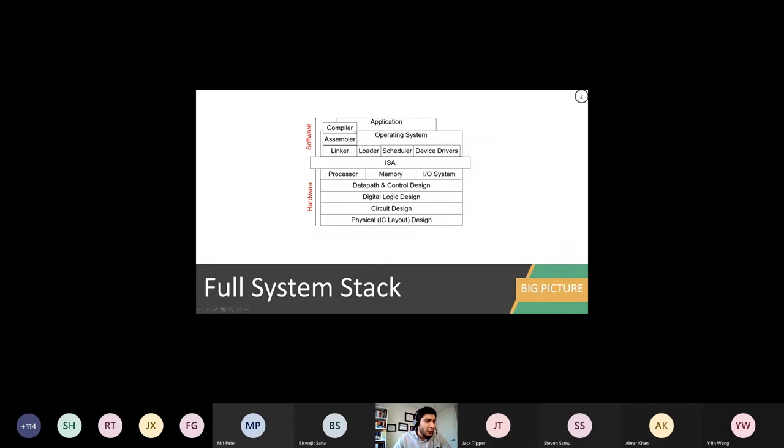Let me use a laser pointer. So here: compiler, assembler, linker, and in fact, Lab0 will help you set up these things, right? Then you write the source code and you get the executable out of this.